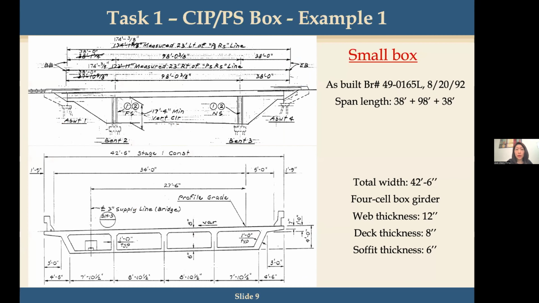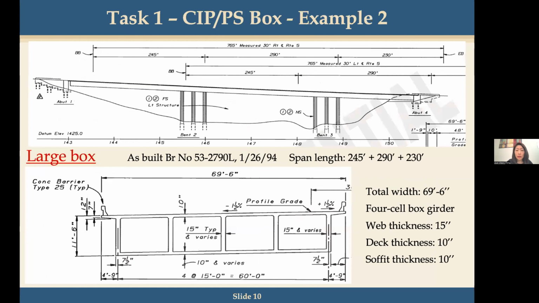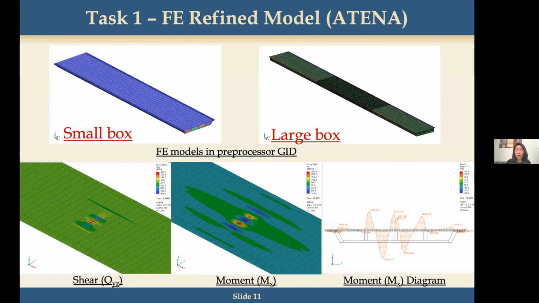The two cases we picked: one is a smaller box girder, about 160 feet long, with a total bridge width of 42 feet and about 4 cells in the box girder. The second case is a larger box girder in the database in California, with a span length of about 750 feet and a total bridge width of about 70 feet. It's also a 4-cell box girder. These two models were verified in our modeling at the very beginning, just to gain some understanding of how the behavior would look.